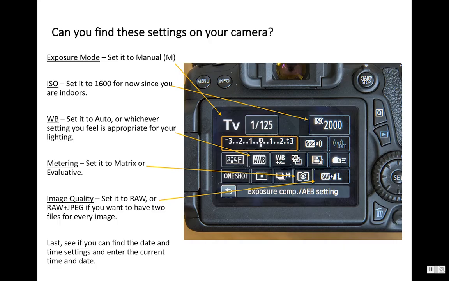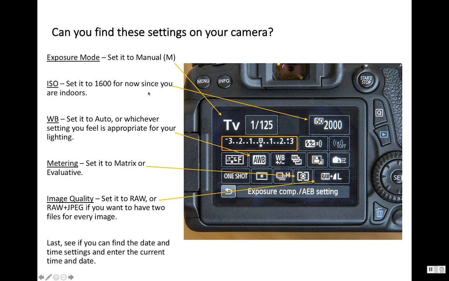Now, where can you find these settings on your camera? And now is your turn to actually go and find them. Can you find these things? Where do you find your exposure mode? When you find it, you're going to set it to manual. Well, hint, that's going to be in your exposure mode wheel at the top of the camera. Find your ISO, set it to 1600.